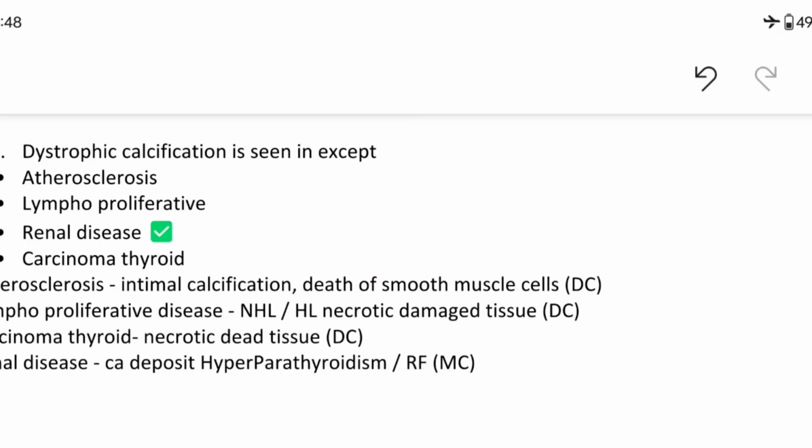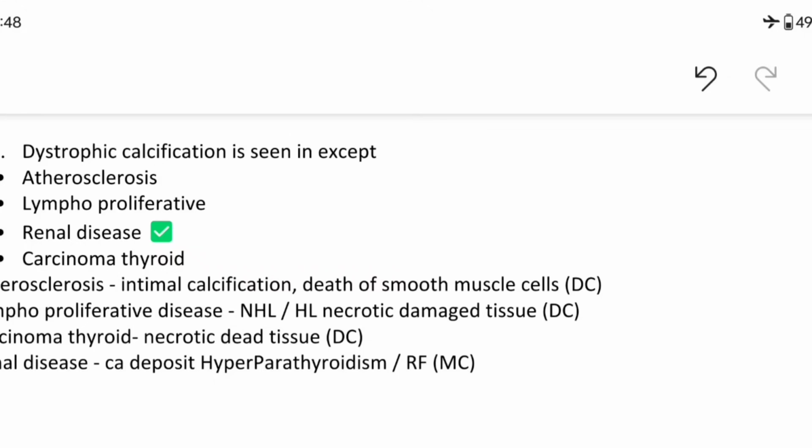Now why is it happening? Our motive is not only to read the answer, but to know why it is the answer when certain kinds of questions are given, and why the other options are not the answer. So atherosclerosis, we all know there is an intimal calcification which is happening. Also we know that there is death of the smooth muscle cells, and the calcification which happens in the dead tissue is known as dystrophic calcification.